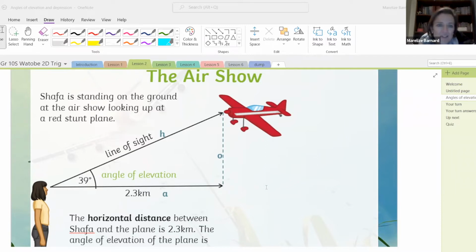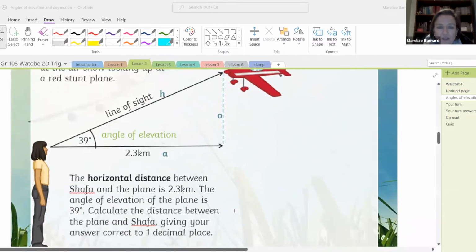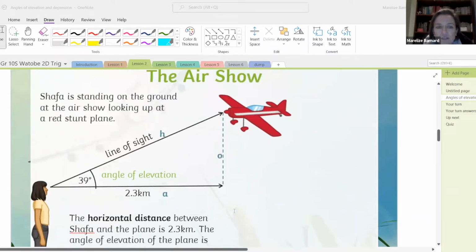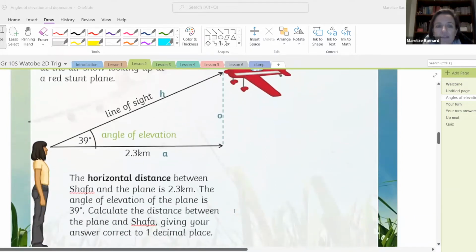Right, everyone. So here's our next question. Chauffeur is standing on the ground at the air show looking up at a red stunt plane. The angle of elevation to the plane is 39 degrees, and the distance between chauffeur and the plane is 2,3 kilometers. Okay, so calculate the distance between the plane and chauffeur.